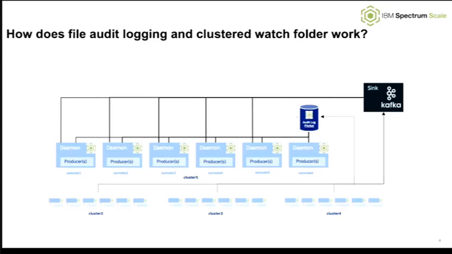Here is an overview of the architecture for file audit logging and Clustered Watch Folder. Previous to the 5.1.0 release of Spectrum Scale, we would write the JSON records to an internal Kafka queue within Scale, and then we would read those records and either write them to the audit file set, if they were audit records, or to the external Kafka queue, if they were Clustered Watch Folder records. What you see here is the new architecture. There is no internal Kafka queue.